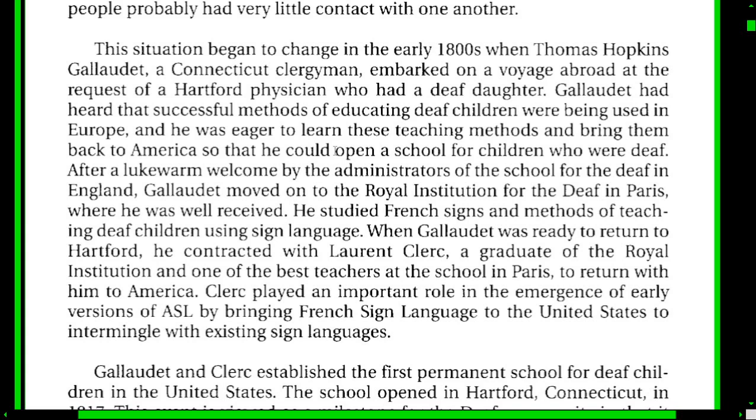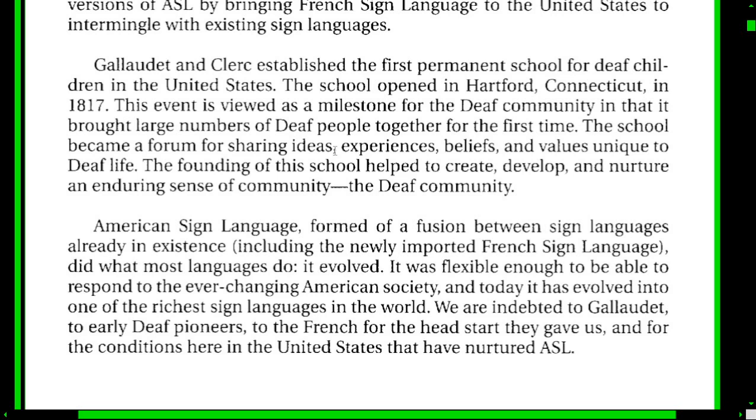Clerc played an important role in the emergence of early versions of ASL by bringing French Sign Language to the United States to intermingle with the existing sign language. Gallaudet and Clerc established the first permanent school for deaf children in the United States. The school opened in Hartford, Connecticut in 1817. This event is viewed as a milestone for the deaf community, as it brought large numbers of deaf people together for the first time.